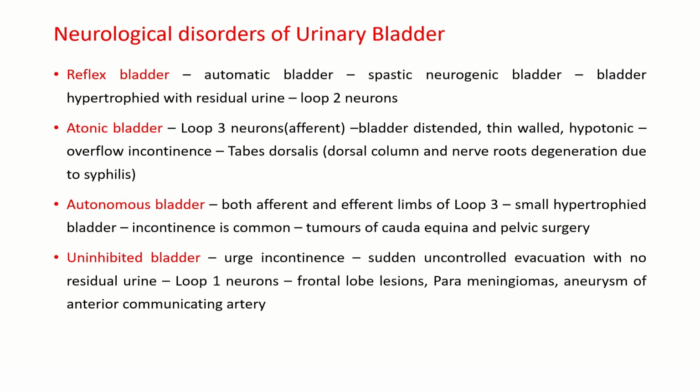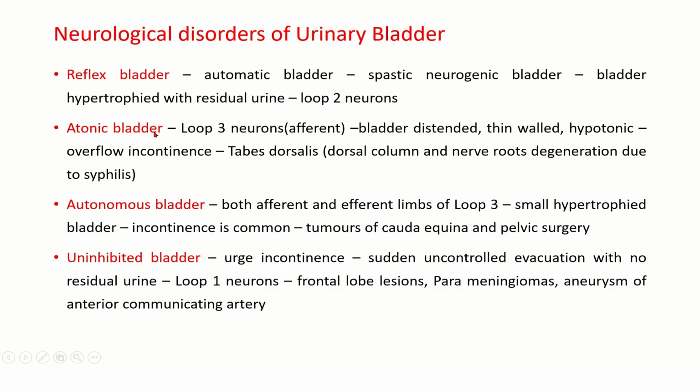But after some time, within a few weeks, the micturition reflex returns and there is no control of this micturition reflex, which results in this reflex automatic bladder, otherwise called spastic neurogenic bladder, in which you can observe there will be a bladder which is hypertrophied with residual urine. It is mainly due to loop 2 neurons.